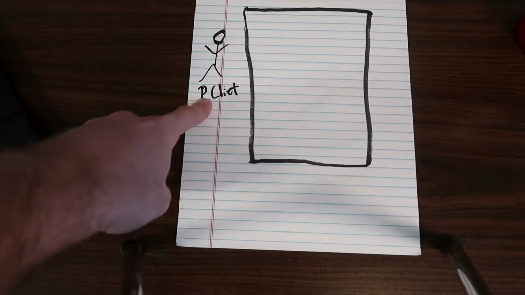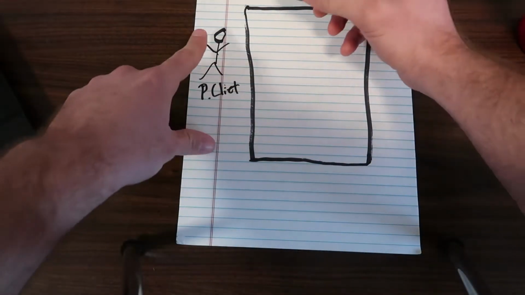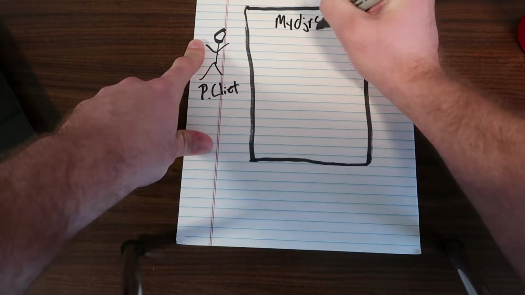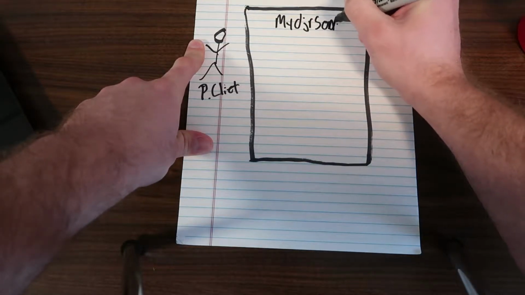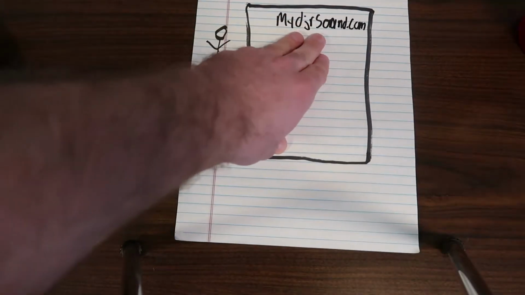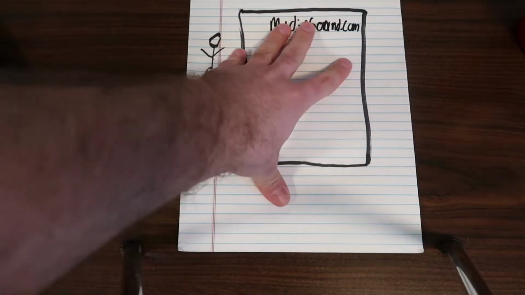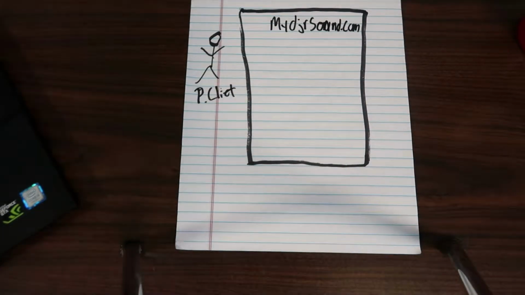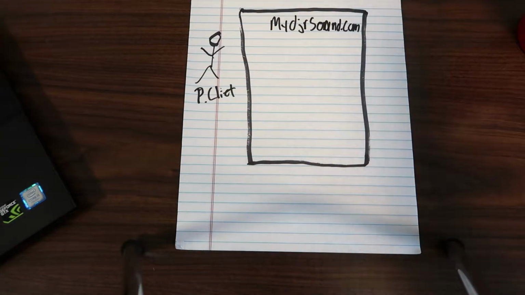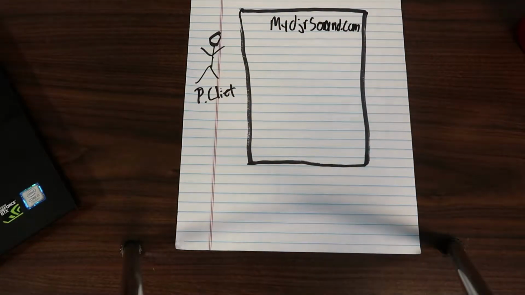Now, it did come to my attention that I just forgot a step. I forgot to name our system. We're going to name our system My DJR Sound.com. And pretend like that's written in some form of English. I know it's fairly sloppy. So we have an actor now, we have a system, and we're going to interact somehow in some way to accomplish some kind of goal.